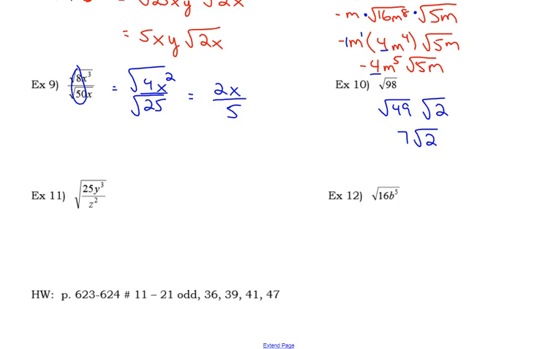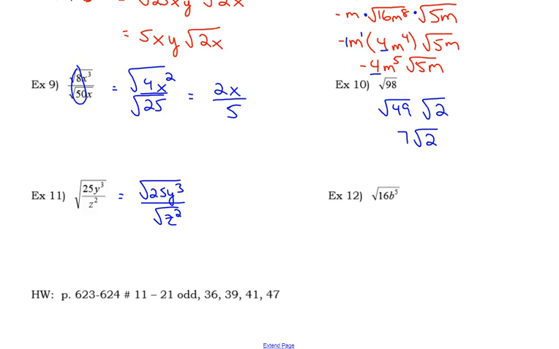Okay, 11 is another division question. Now with 11, I can't divide these values nicely, so right off the bat, I'm just going to do a radical for the numerator and a radical for the denominator. The only reason I did this one slightly different than number 9 is because I can't divide those things. They don't divide nicely.